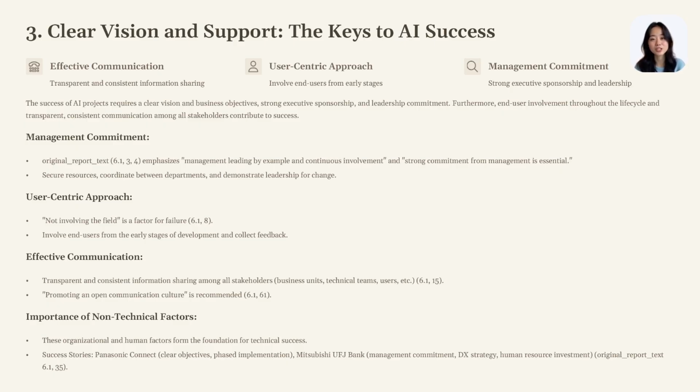Introducing AI is not just an initiative of one department, but often involves company wide transformation. That is why it is essential for top management to understand its importance and take the lead in driving the project, that is, exemplary leadership and continuous involvement from management. Leadership is required to secure resources, coordinate between departments, and sometimes change existing ways of doing things.